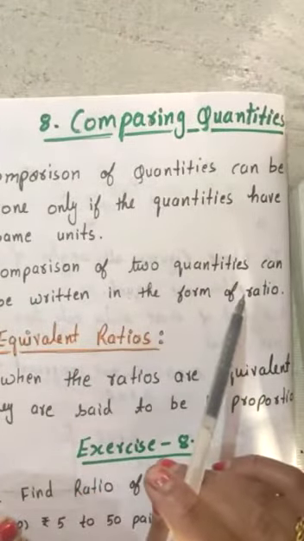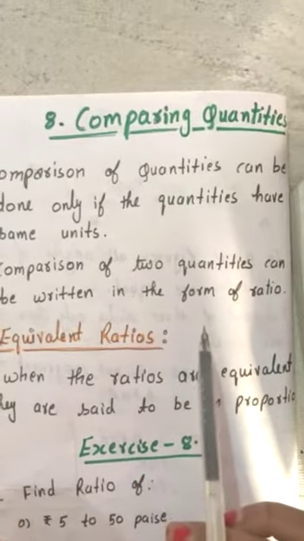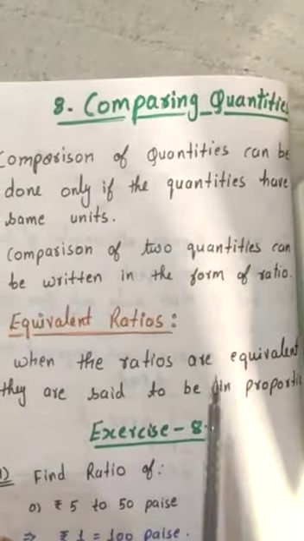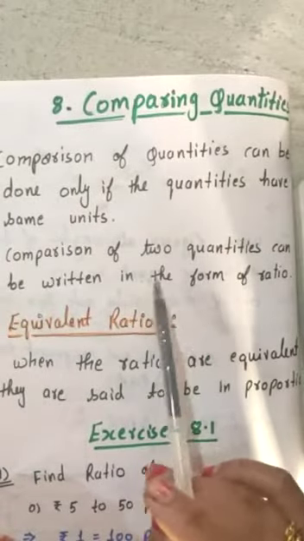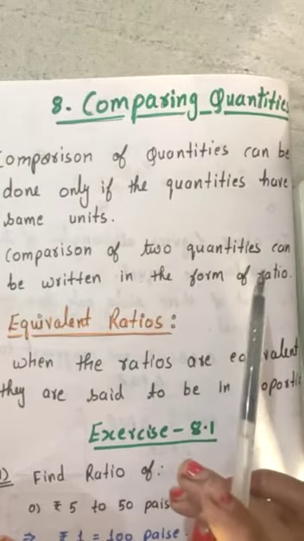I hope you all know what a ratio is. 1 by 2, the fraction form, is called a ratio. So whenever we compare two quantities, we write them in the form of a ratio.